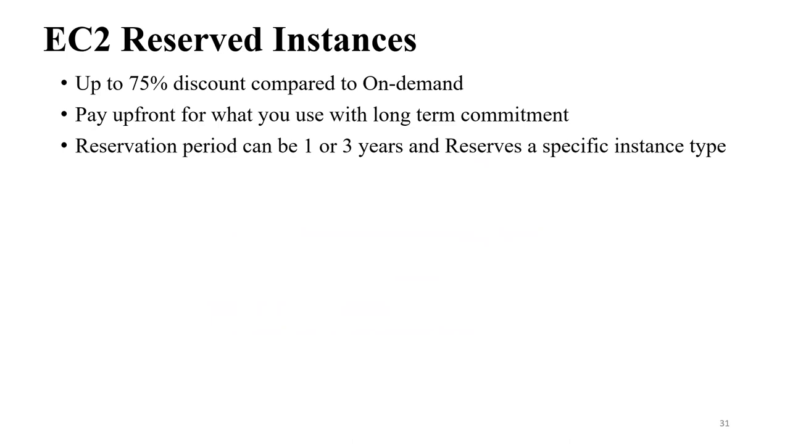Then we have another type. In the reserved instances itself, we have the fixed instance type and the flexible instance type. But here we are talking about the fixed one: a reservation period of 1 year or 3 years, and a specific instance type. That is, if you need 16 GB, then for the entire 1 year you need to use the 16 GB.